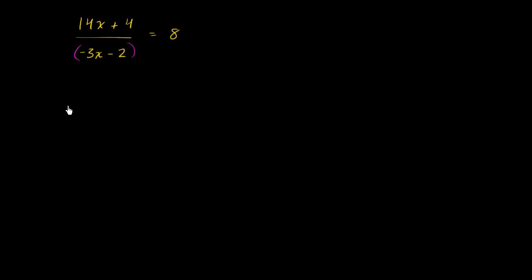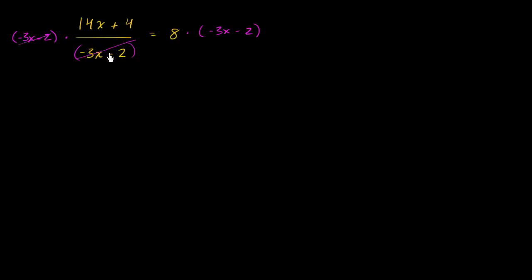So I want to multiply both sides of this equation times (-3x - 2). What does that do for us? Well, on the left-hand side, you have this -3x - 2 over -3x - 2. They will cancel out.